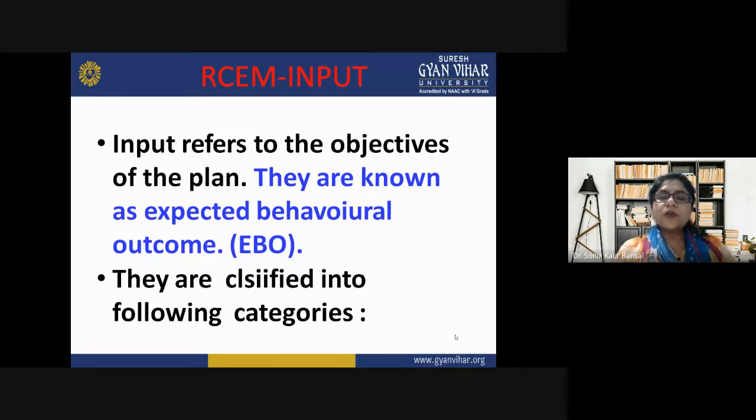Now, how are you going to plan your content? Basically, what is your determination for the behavioral objectives? This is focusing mainly on that. And they are known as expected behavioral outcomes, in short called EBO in RCEM. EBO is very important, expected behavioral outcome, because when you are teaching any content, and in English teaching, a teacher is supposed to inculcate a good language value among the students. So EBO is a must in that. They are classified into the following categories.